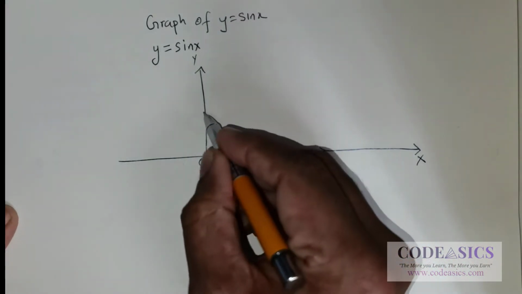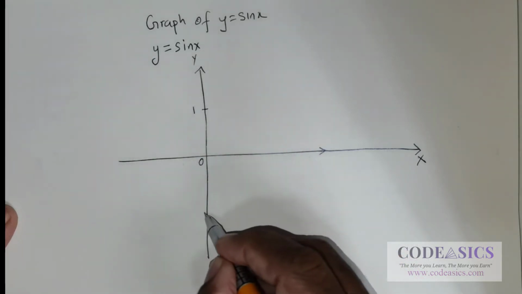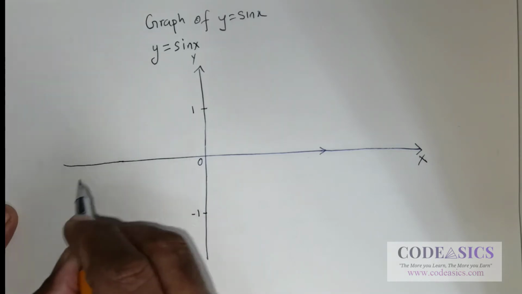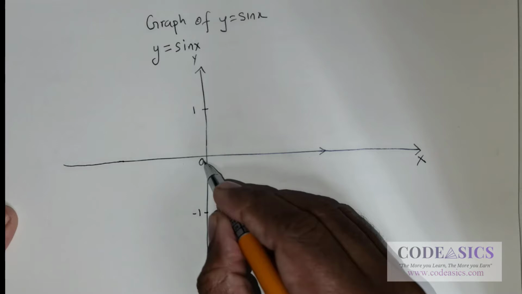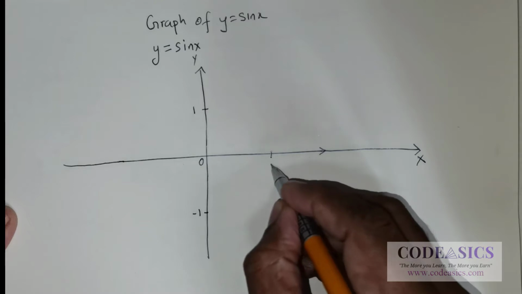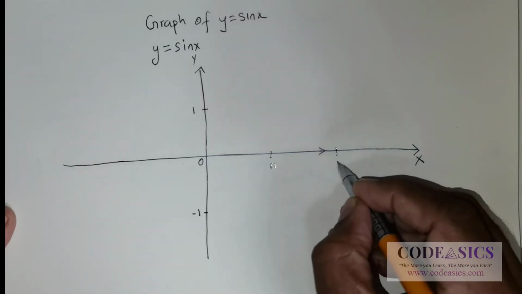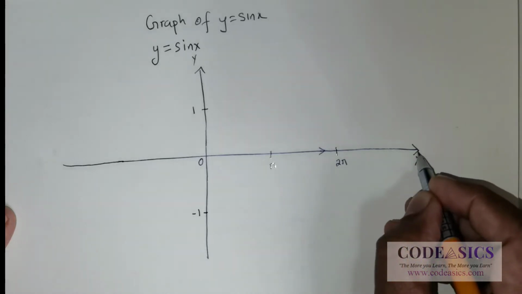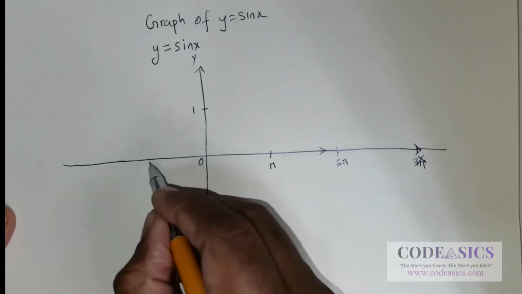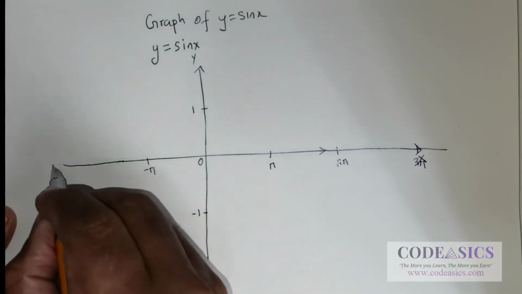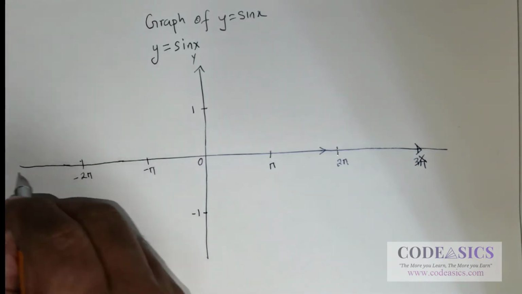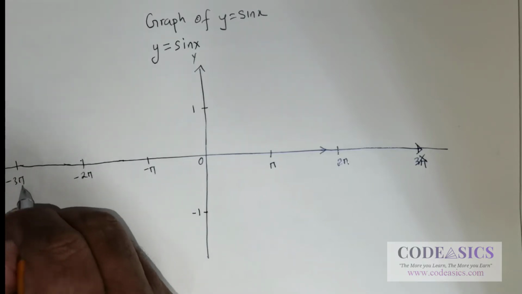Now this is going to be 0. I'll have this point as positive 1, this point as negative 1. I will also stretch this. Now let me start by placing 0 to pi and then 2 pi and then probably maybe 3 pi. And over here it's going to be negative pi, negative 2 pi and negative 3 pi.